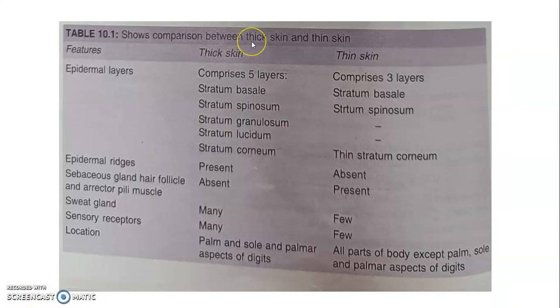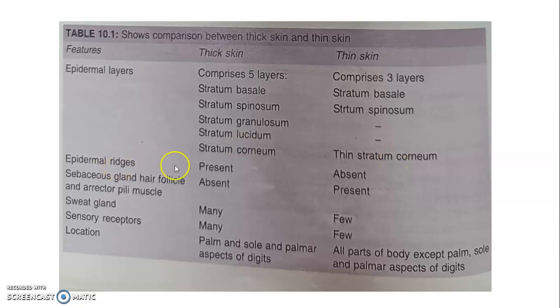This table shows the comparison between thick skin and thin skin. In thick skin, the epidermis comprises 5 layers: stratum basale, stratum spinosum, granulosum, lucidum, and corneum. While thin skin comprises 3 layers: stratum basale, stratum spinosum, and thin stratum corneum.